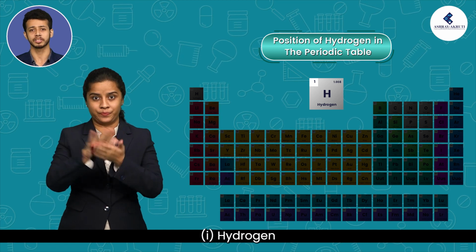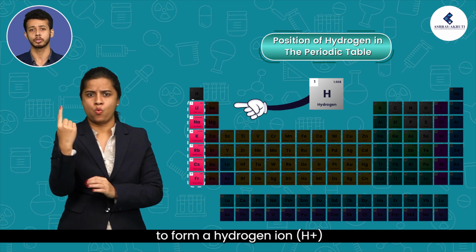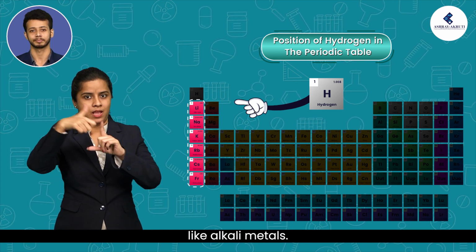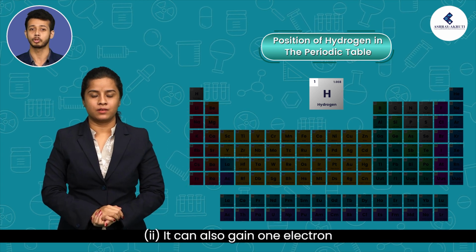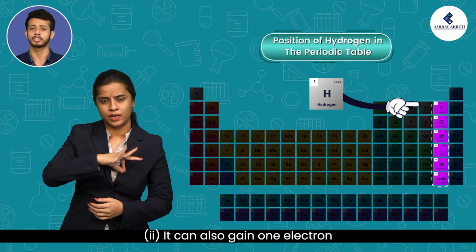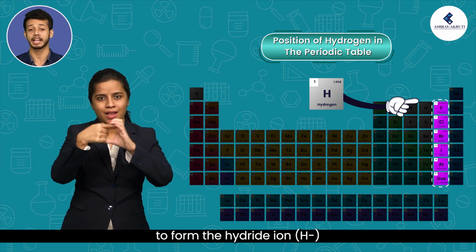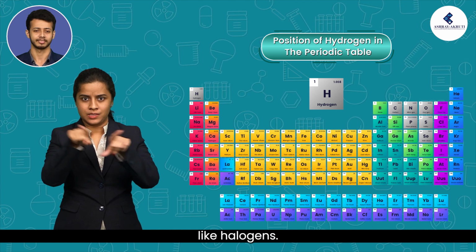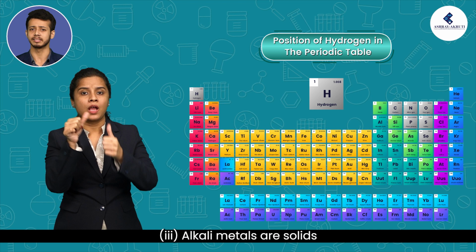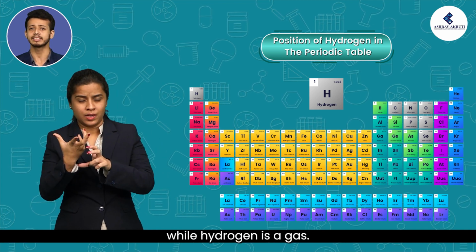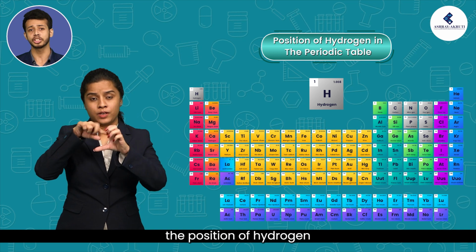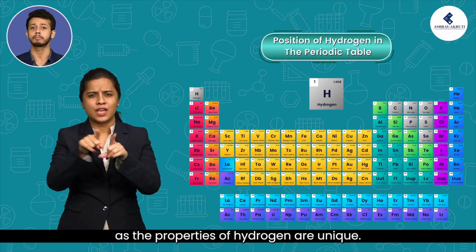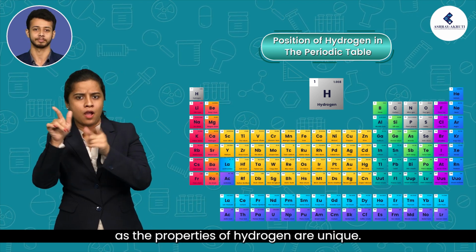Number 1. Hydrogen can lose its only one electron to form a hydrogen ion H+, like alkali metals. Number 2. It can also gain one electron to form the hydride ion H-, like halogens. Number 3. Alkali metals are solids while hydrogen is a gas. Hence, the position of hydrogen in the modern periodic table is still under debate as the properties of hydrogen are unique.